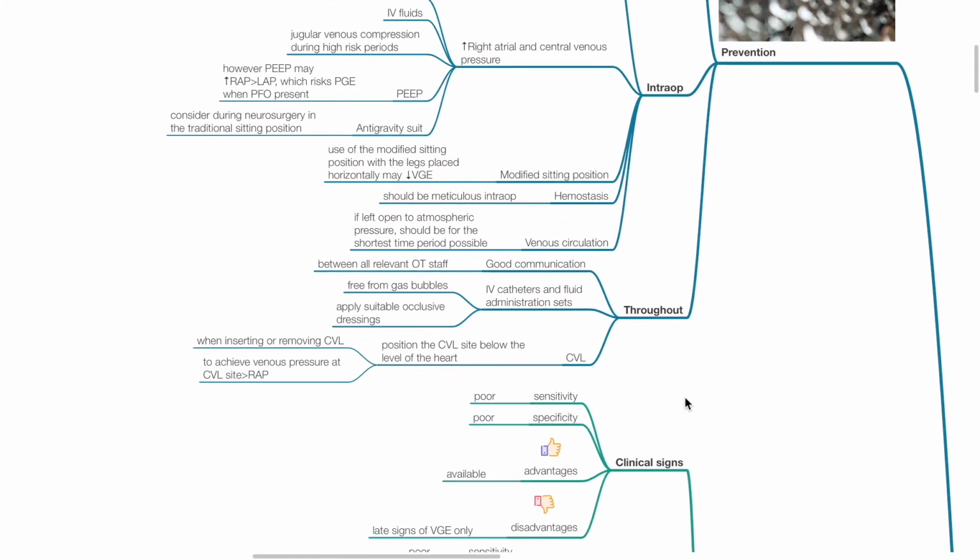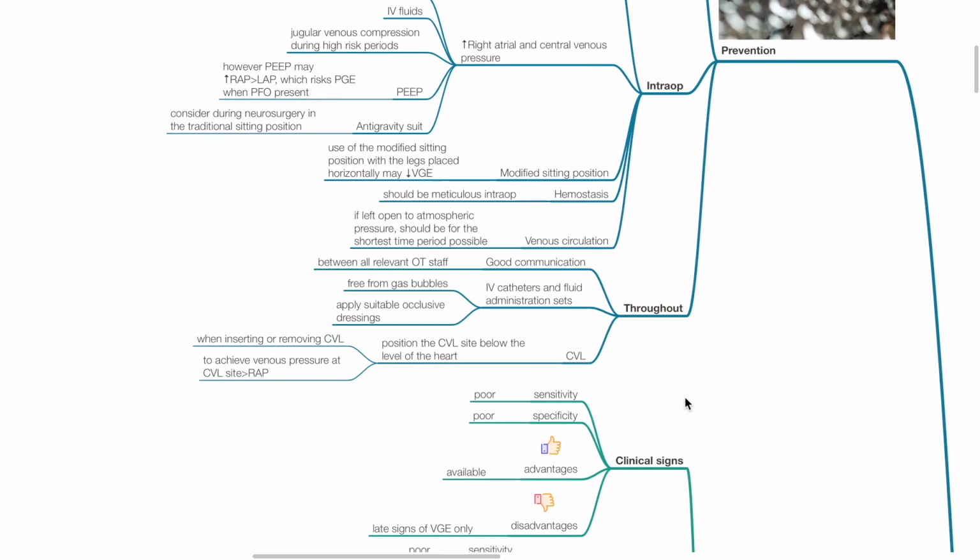Throughout the surgery, there should be good communication between all relevant OT staff. IV catheters and fluid administration sets should be free from gas bubbles. Apply suitable occlusive dressings. The CVL site should be below the level of the heart when inserting or removing CVL, to cause the venous pressure at the CVL site to exceed right atrial pressure.